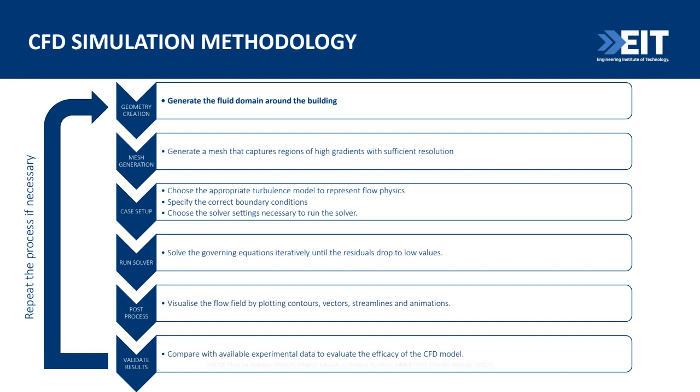Then we generate a mesh that captures the regions of high interest with sufficient resolution. Then we choose the appropriate turbulence model to represent the flow physics, and we specify the correct boundary conditions and choose the solver settings necessary to run the solver stably. So creating the geometry, the mesh, and setting up the case, that's called the pre-processing stage.